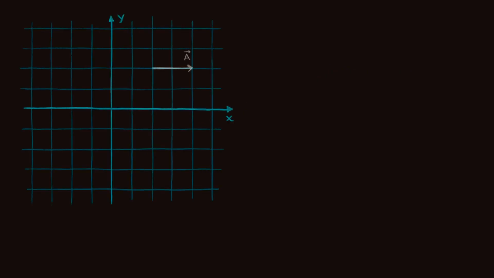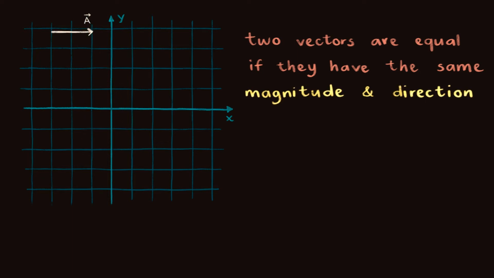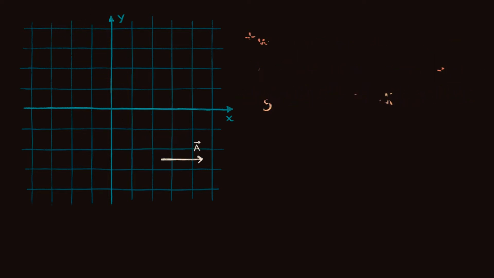Here is a simple example of a vector A that has a magnitude of 2 units and is pointing in the positive x direction. The first thing to know about vectors is that 2 vectors are equal if they have the same magnitude and direction. This means we can redraw another vector 2 units in the positive x direction anywhere, and it would be considered the same as our vector A. It also means we can grab our vector A and move it anywhere we want as long as we don't change the 2 qualities that define it, which, again, are its magnitude and direction.